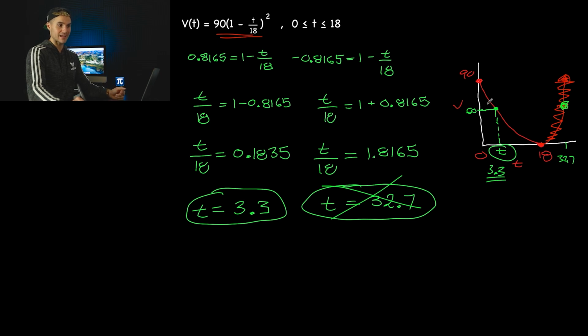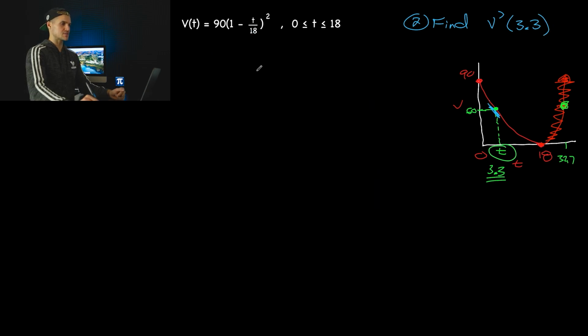And so now that we have that time, remember, this is only the first step. Now the second step is we have to find the instantaneous rate of change at that time, or the slope of the tangent at that time, by plugging in this 3.3 into the derivative of this function. So we're going to be finding v prime of 3.3, like that. And so what we're going to have to do is take the derivative of this function here now.